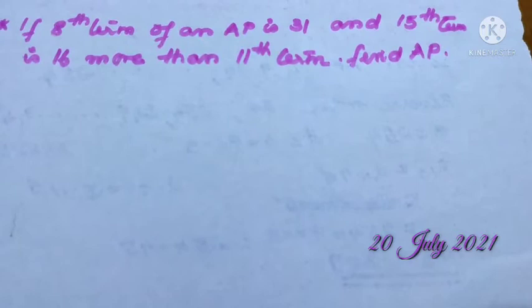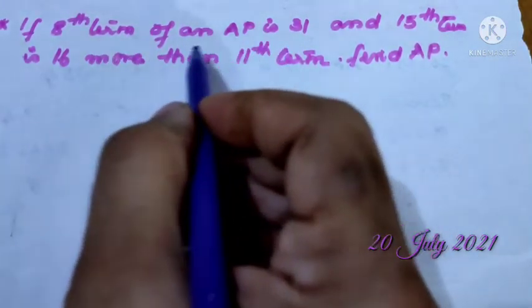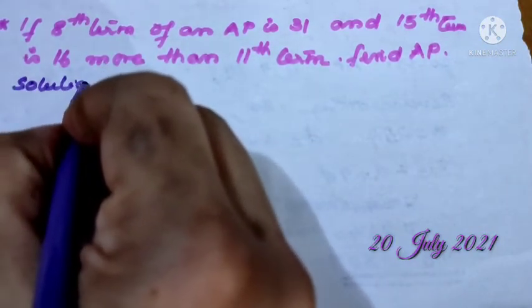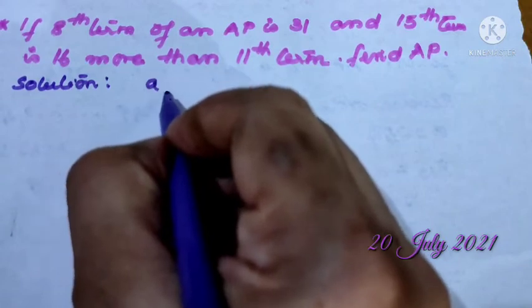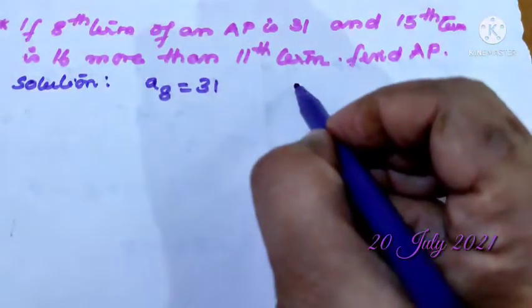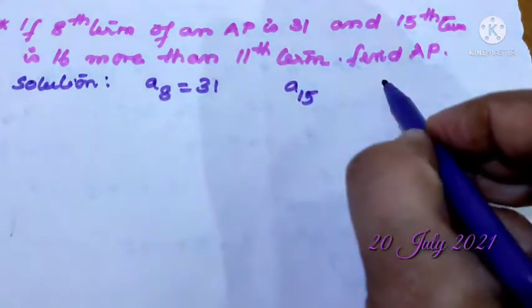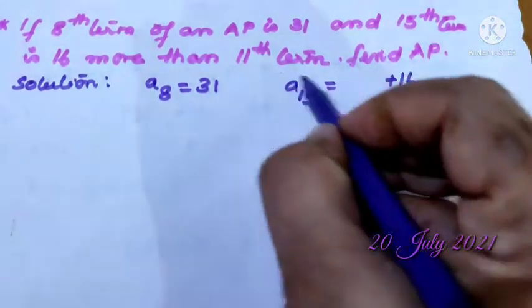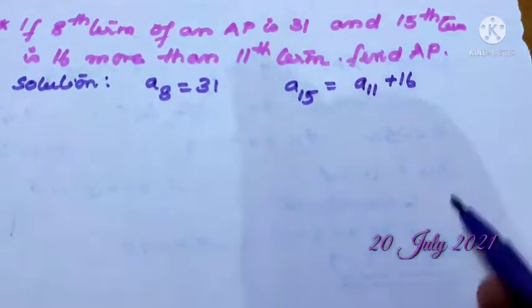If the 8th term of an AP is 31, and the 15th term is 16 more than the 11th term, find the AP. That is the question. So here two conditions are given. The 8th term of an AP: how will we write it? It is A8 equal to 31. And the 15th term, so A15 is 16 more than the 11th term. So we'll get like this only.